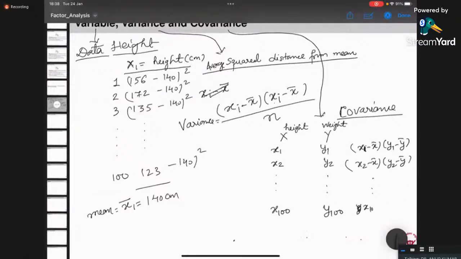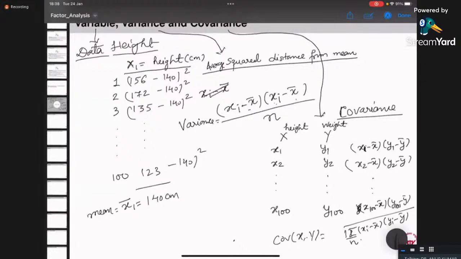Similarly, x100 minus x bar into y100 minus y bar. And then just multiply and sum it, so it will be 1 upon n summation of xi minus x bar and yi minus y bar. What we are doing in variance is xi minus x bar into xi minus x bar, and in covariance, termed as the covariance between x and y, it is xi minus x bar into yi minus y bar, multiplied by 1 by n. So it gives you an idea of the joint variability of two variables in the data.